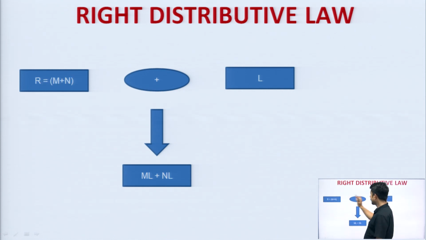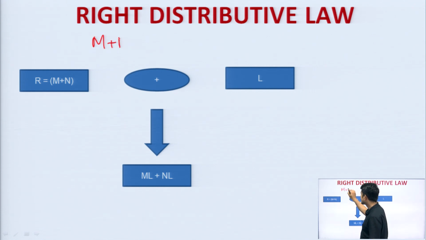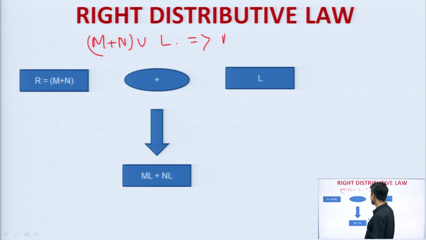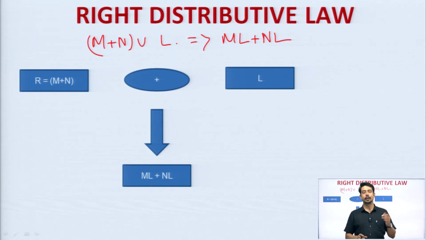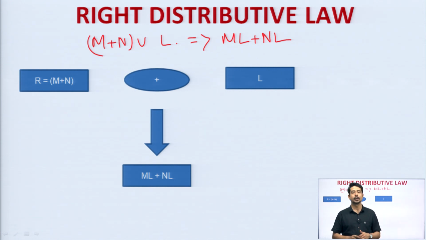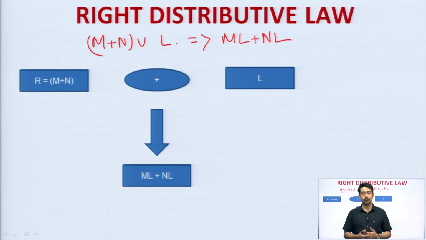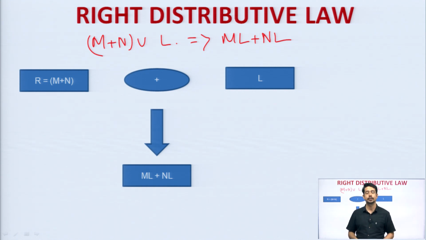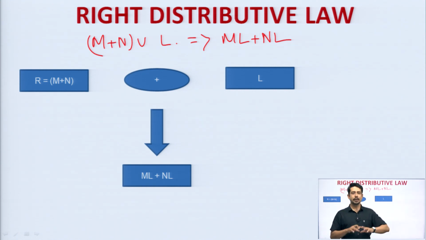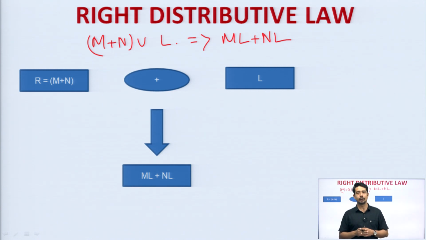Okay. I have now taken m plus n over in this expression, and then the union I am doing with L, then I will be getting what? Ml plus Nl. Okay. So, these are the different types of laws that we have: right distributive, left distributive, idempotent. Then we have some of the properties where we can directly say that this is closed under union, intersection, complement. Okay. So, these are some of the basic properties of regular sets.